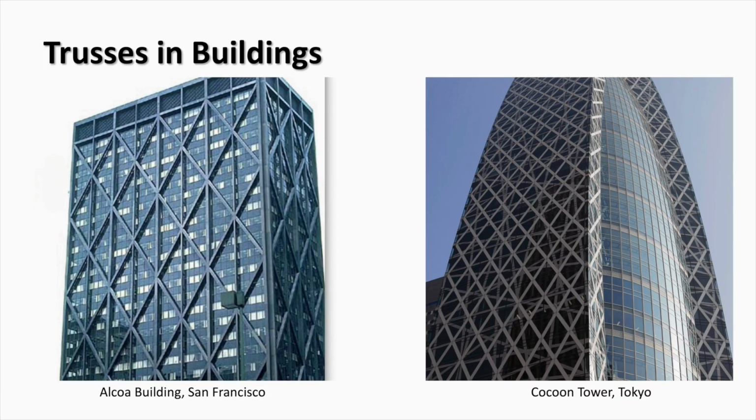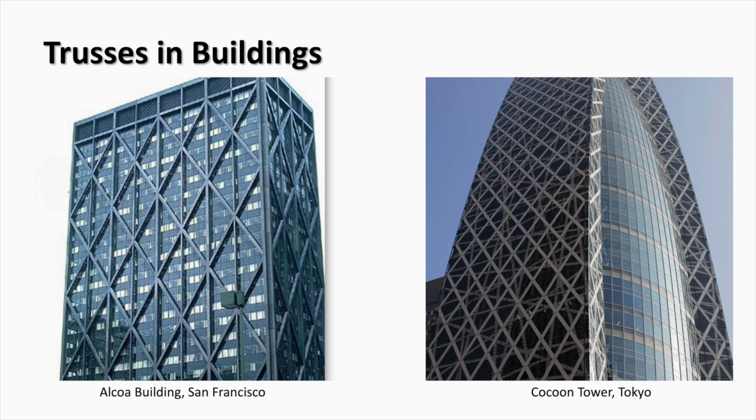External trusses can be planar, as in the case of the Alcoa building in San Francisco. This building features an innovative external truss system that enhances the structural integrity while reducing the need for interior support columns. The design allows for greater flexibility in office layouts and highlights the building's modernist architectural approach.